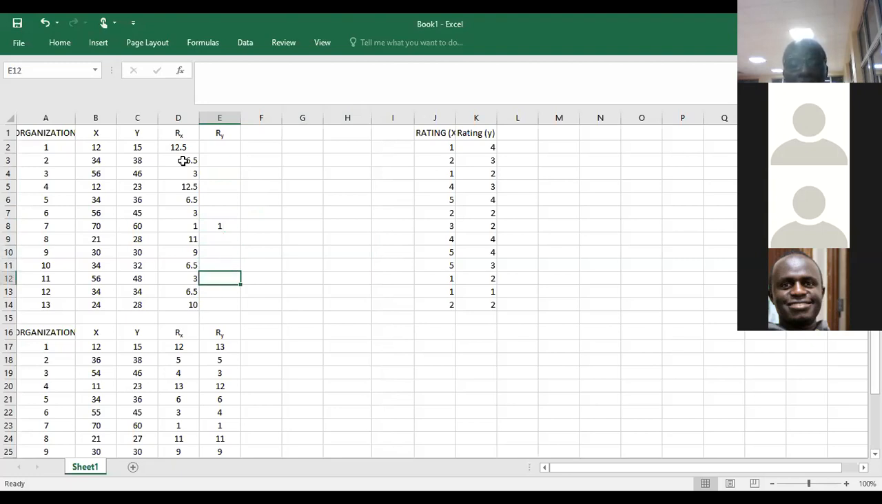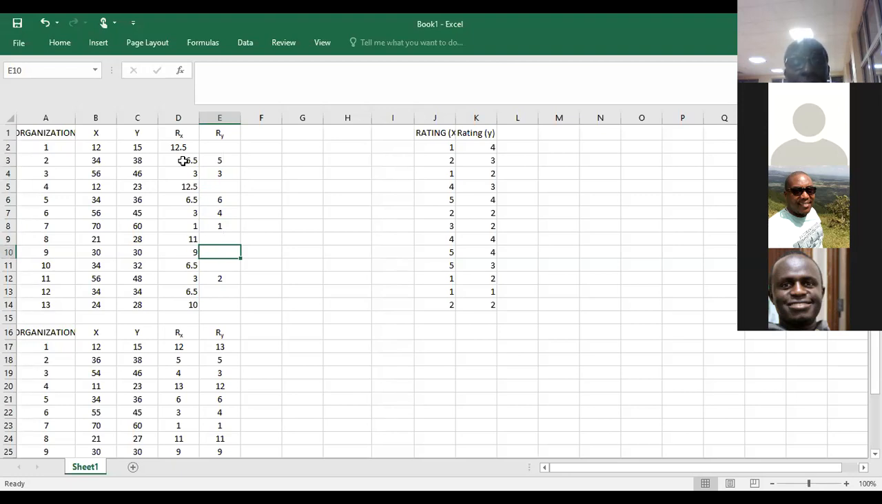Sorry, I was checking the X. This is 2. Next? 46. How many are there? 1. Number 3. 45 is how many? 1. Next is 38. How many are they? 1. Number 5. Next is 36. How many are there? 1. Number 6. Next is what?